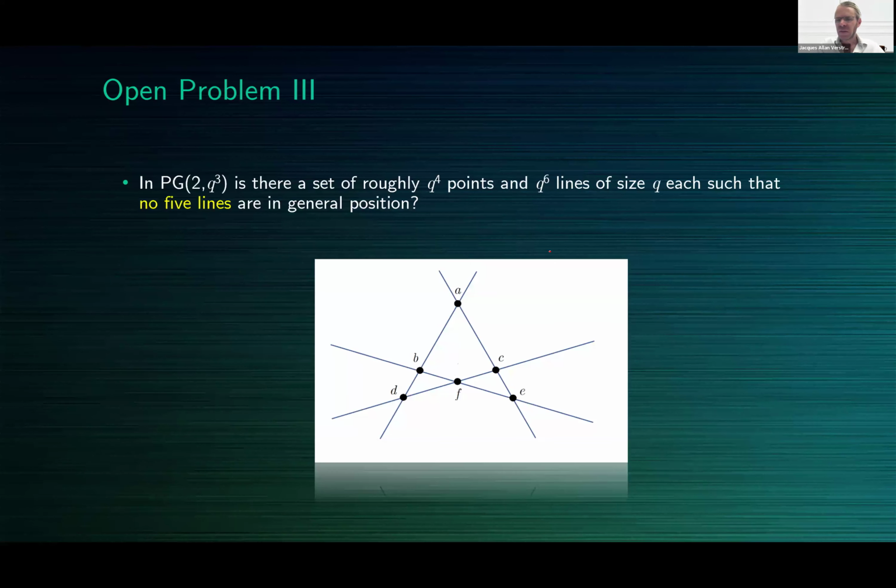And then finally, you must ask about R5t, which we are thinking hard about. We would like, in PG(2,q) cubed, to find a set of q to the 4 points and q to the 6 lines of size q each with no 5 in general position. If you can do that, you can get R5t. There's the extra line that you want to avoid. We don't know how to do this. There have been computer searches to try to do it so far without success. But it appears one should look in PG(2,q) cubed for R5t.